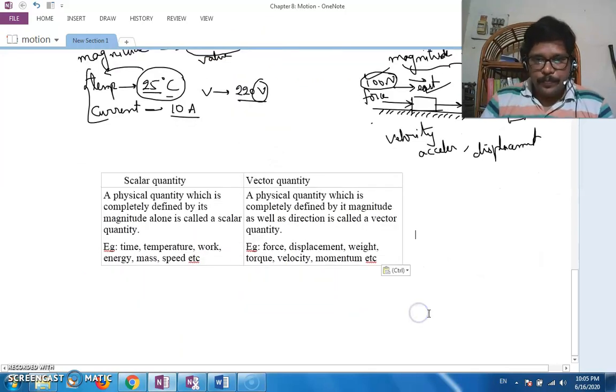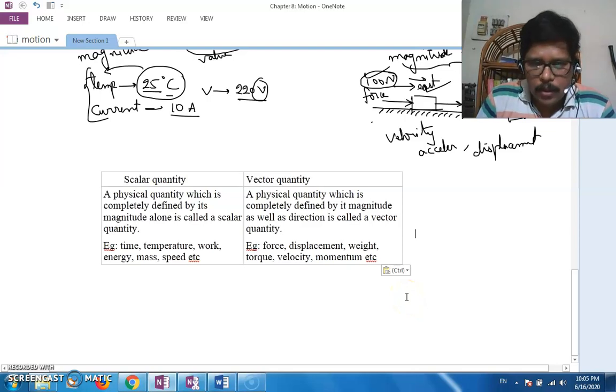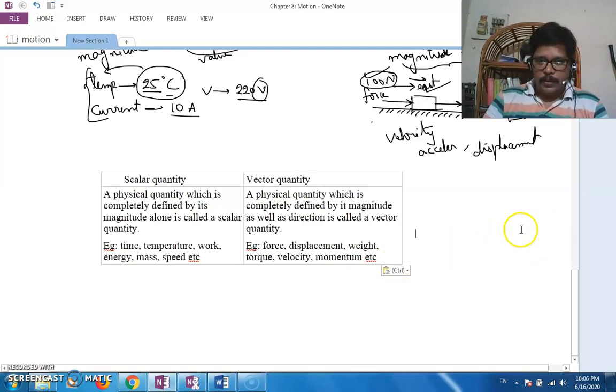A scalar quantity is a physical quantity which is completely defined by its magnitude alone. For example, time, temperature, work, energy, mass and speed are sufficiently described with just magnitude. But a vector quantity requires both magnitude and direction for its complete definition. So force, displacement, weight, torque, velocity, momentum, etc. These all are vector quantities.